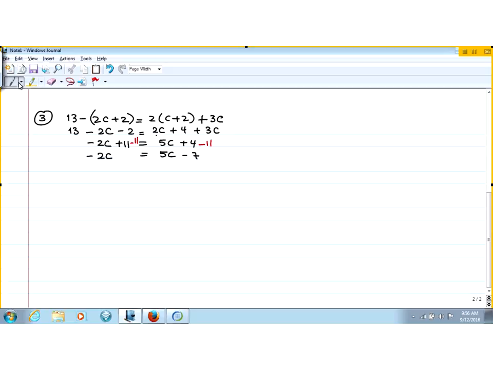Now, I still have c on the right, and I need this to be on the left. So what do we do here? Subtract 5c. All right. So negative 2c minus 5c, what is that? Negative 7c is equal to negative 7. So what is c equal to? 1, yes. It doesn't matter whether we put the c on the left or on the right. The answer is still going to be 1, yes?